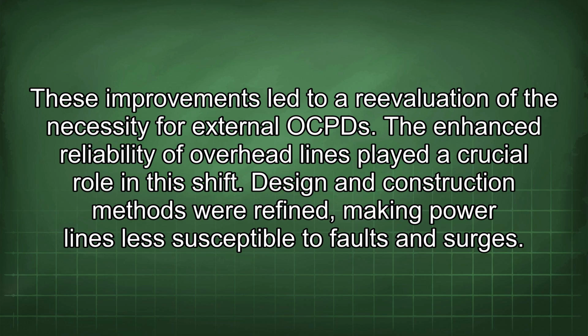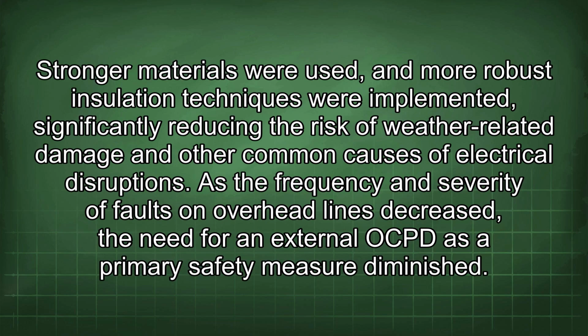Design and construction methods were refined, making power lines less susceptible to faults and surges. Stronger materials were used, and more robust insulation techniques were implemented, significantly reducing the risk of weather-related damage and other common causes of electrical disruptions. As the frequency and severity of faults on overhead lines decreased, the need for an external OCPD as a primary safety measure diminished.